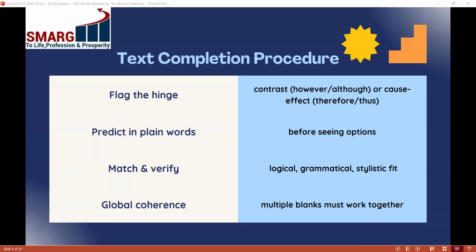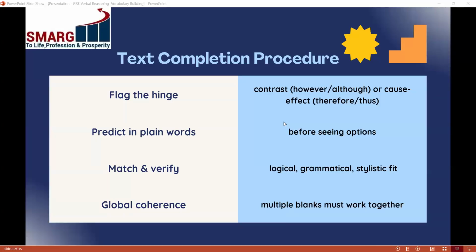Either that works. And last, and this is a very different thing, but it is always applicable on these questions: global coherence. Okay. Now, what is global coherence? There are two, three meanings to this. So one is multiple blanks must work together.